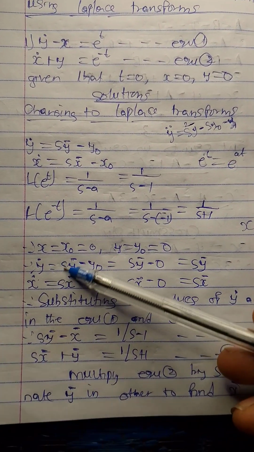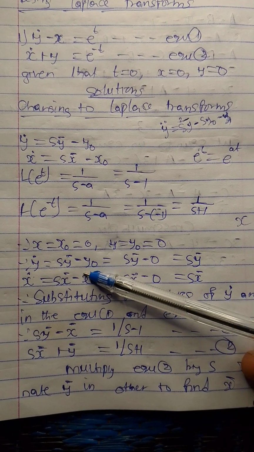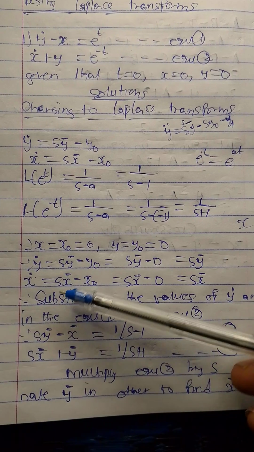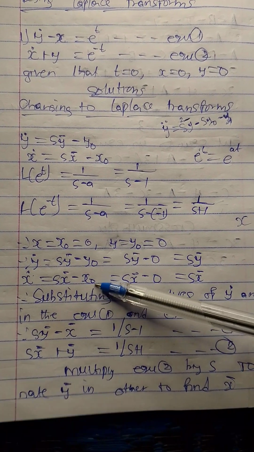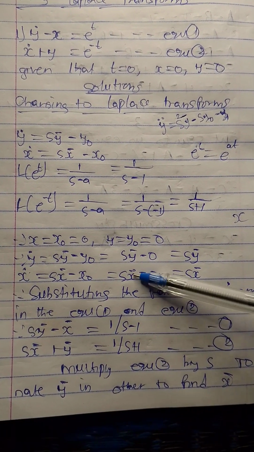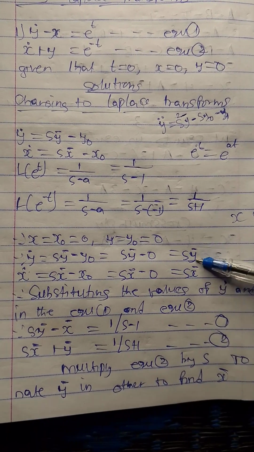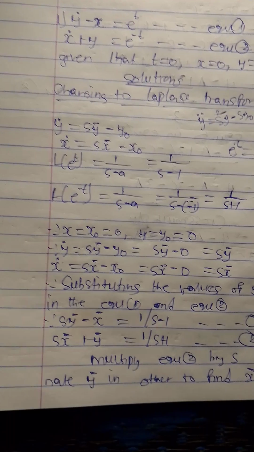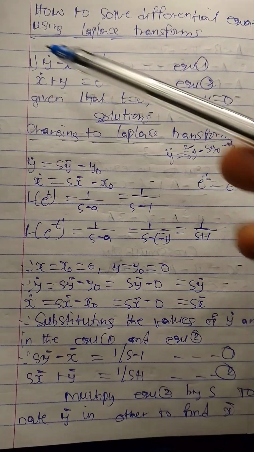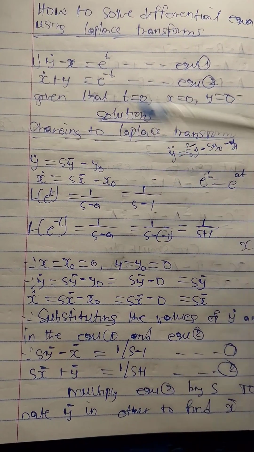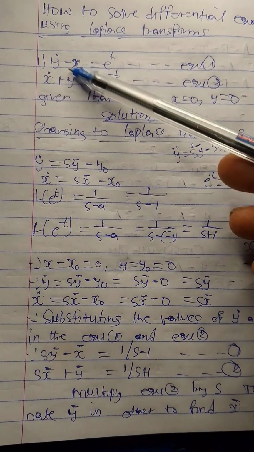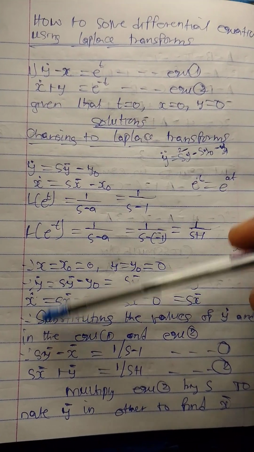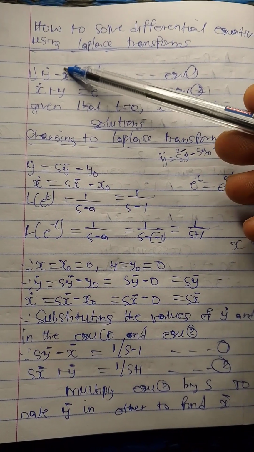So in y dot, I have s y prime minus y naught, right? So we have s y prime minus y naught is 0, which is the same thing as s y prime. For x dot, I have s x prime minus x naught, which is the same thing as s x prime. Therefore, substitute the values of y dot and x dot in equations 1 and 2. In equation 1, what's the value for y dot? My value for y dot was s y prime. You know that this x here has no dot or prime, so I have to make it resemble this y prime, so I'll simply put prime on top of it.